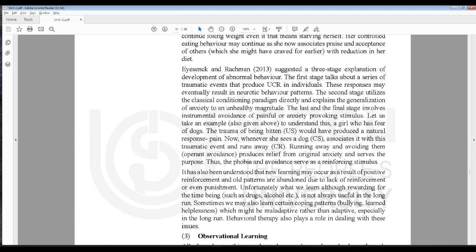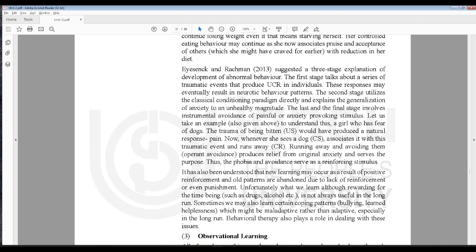Eysenck and Rachman, 2013, suggested a three-stage explanation of the development of abnormal behavior. The first stage talks about a series of traumatic events that produce UCR in individuals. These responses may eventually result in neurotic behavior patterns. The second stage utilizes the classical conditioning paradigm directly and explains the generalization of anxiety to an unhealthy magnitude. The last and final stage involves instrumental avoidance of painful or anxiety-provoking stimulus.